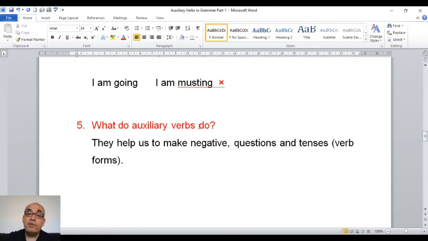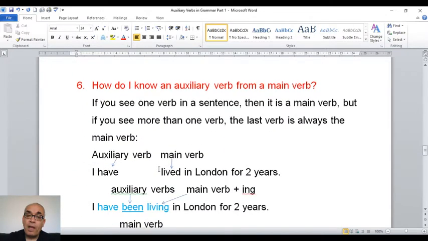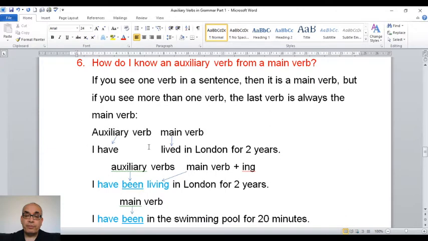What do auxiliary verbs do? They help us to make negatives, questions, and tenses. How do I know an auxiliary verb from a main verb? If you see one verb in a sentence, then it is a main verb. But if you see more than one verb, the last verb is always the main verb.